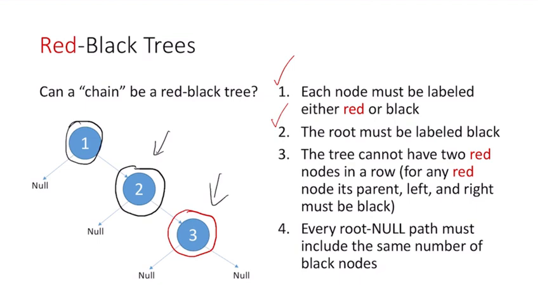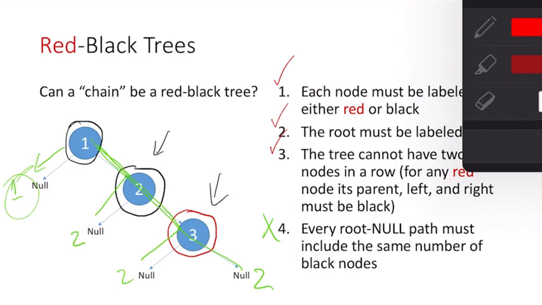The root is a black node. We don't have two red nodes in a row. But if you notice, we don't have the same number of black nodes on every root to null path. So we have 1 on this root to null path. We have 2 on this one, 2 on this one, and 2 on this one. So the fact that this one is 1 means that we've invalidated that final invariant.